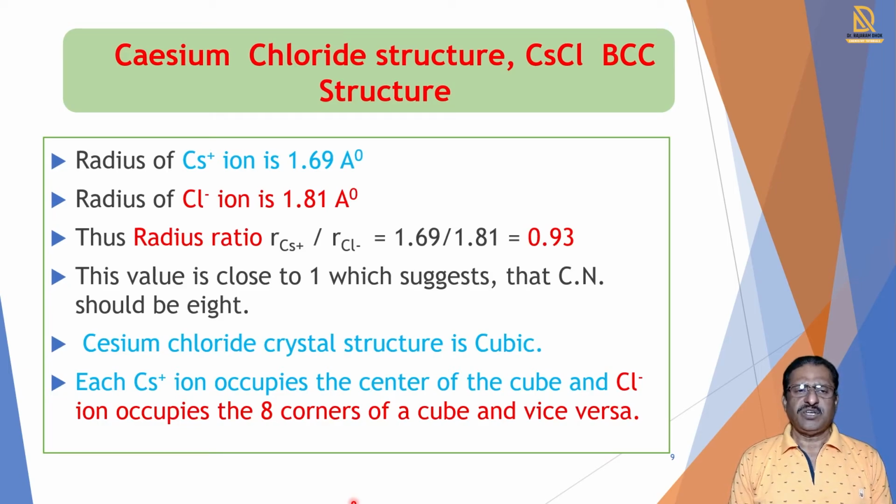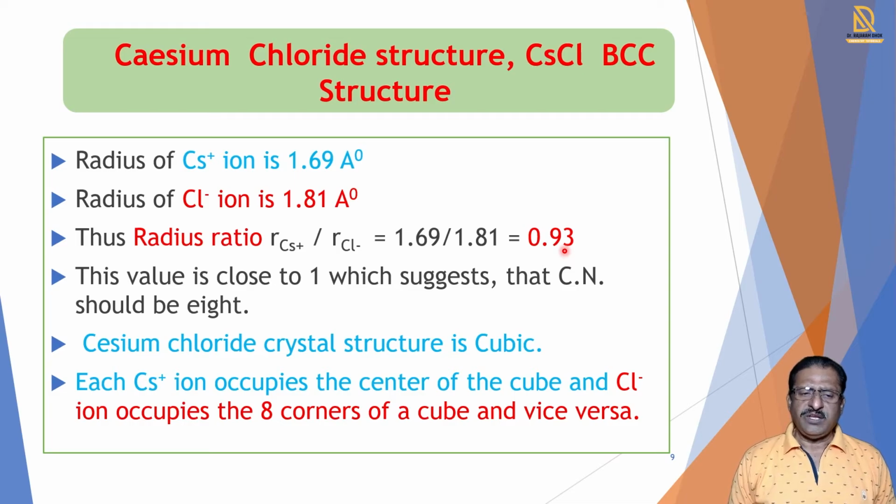Now, second type of structure, that is Caesium chloride structure, and this Caesium chloride structure is BCC structure. So, how is this BCC structure? For that purpose, we see the radius ratio of this Caesium and chlorine. So, radius of Caesium ion is 1.69 Angstrom. Radius of chlorine ion is 1.81 Angstrom. So, we calculate the radius of cation to anion ratio. So radius of R Cs plus divided by R Cl minus, that is equal to 1.69 divided by 1.81, and by calculation we get this 0.93.